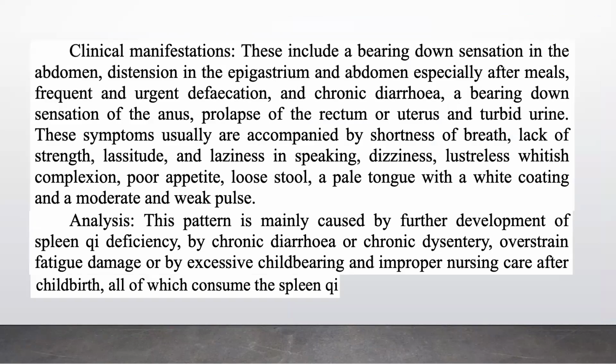Clinical manifestations: these include bearing down sensation in the abdomen, distension in the epigastrium and abdomen, especially after meals, frequent and urgent defecation, and chronic diarrhea, a bearing down sensation of the anus, prolapse of the rectum or uterus, and turbid urine. These symptoms usually are accompanied by shortness of breath, lack of strength, lassitude, and laziness in speaking, dizziness, lusterless, whitish complexion, poor appetite, loose stool, a pale tongue with a white coating, and a moderate and weak pulse.